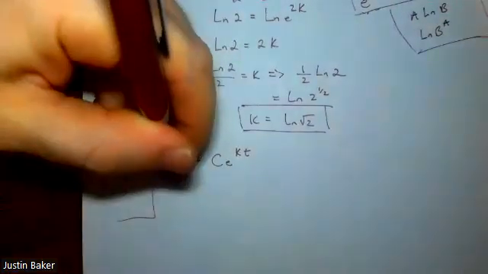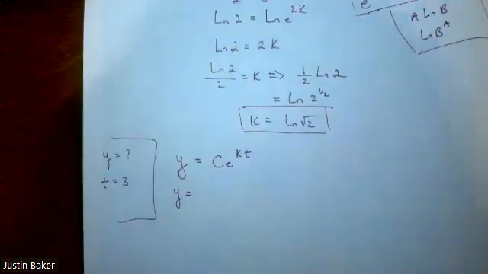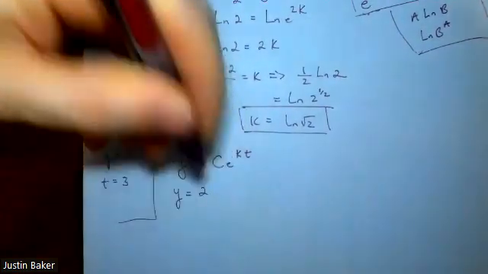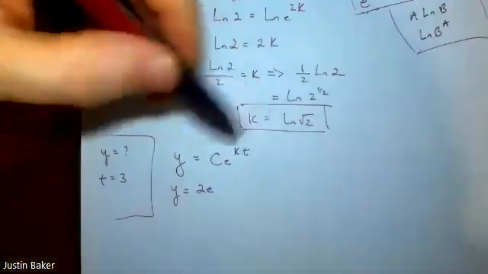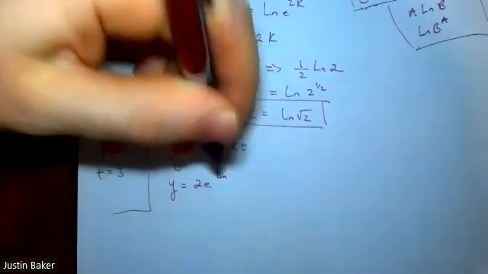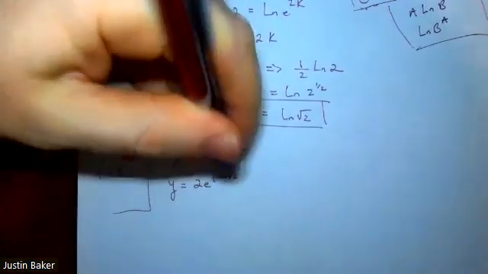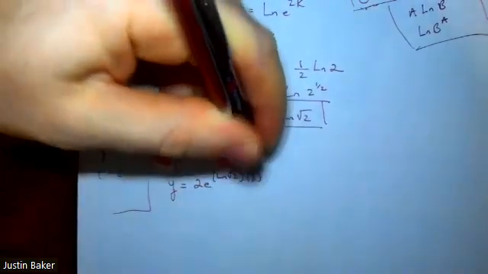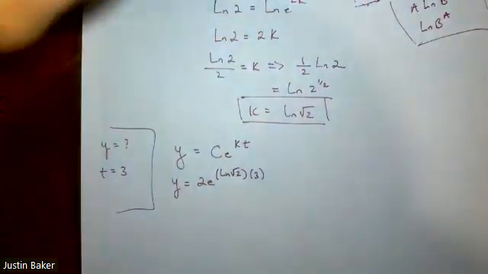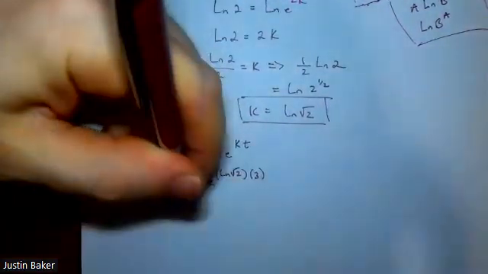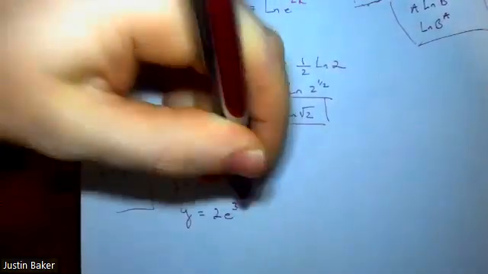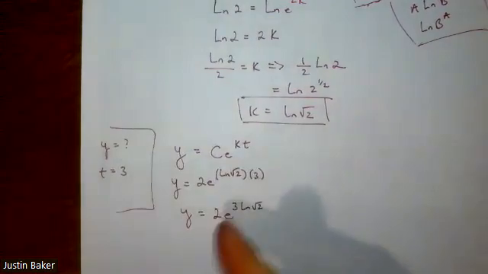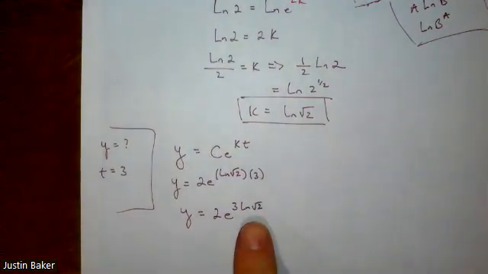So we're going to find y, but for c, we've already solved for c. C is 2. E is e. We just figured out that k is the natural log of radical 2. And it tells us in the problem that t is 3. Okay, so we can write that a little nicer. We can say y is equal to 2e to the 3 natural log root 2. You could also write it as that being a third power. You could do other things with that.